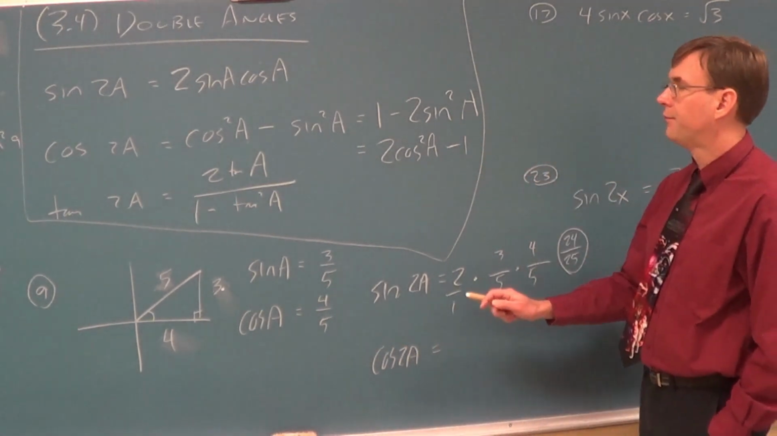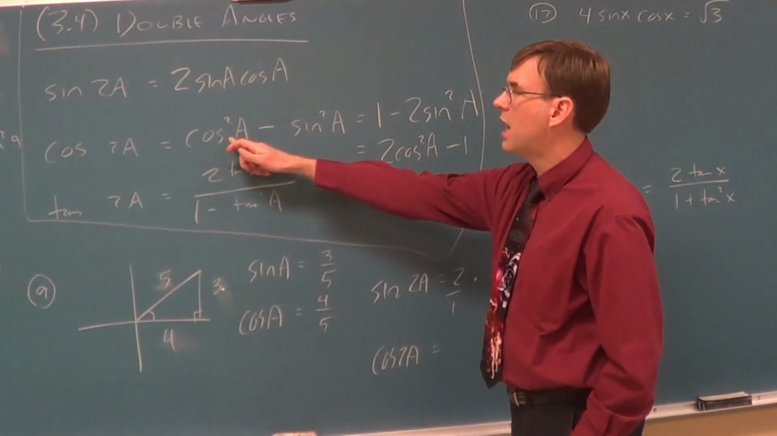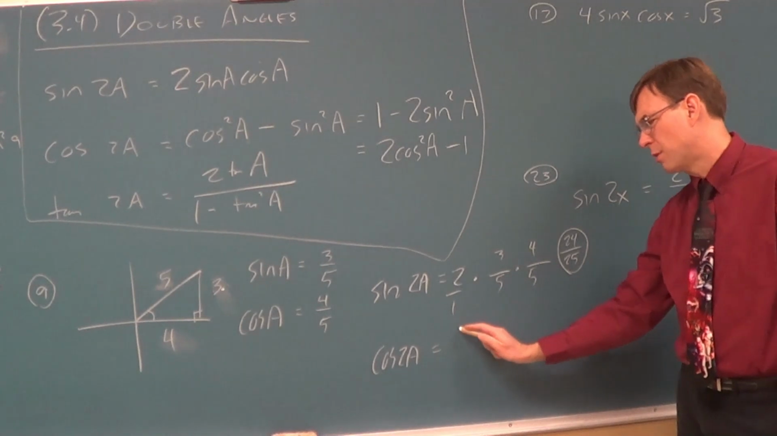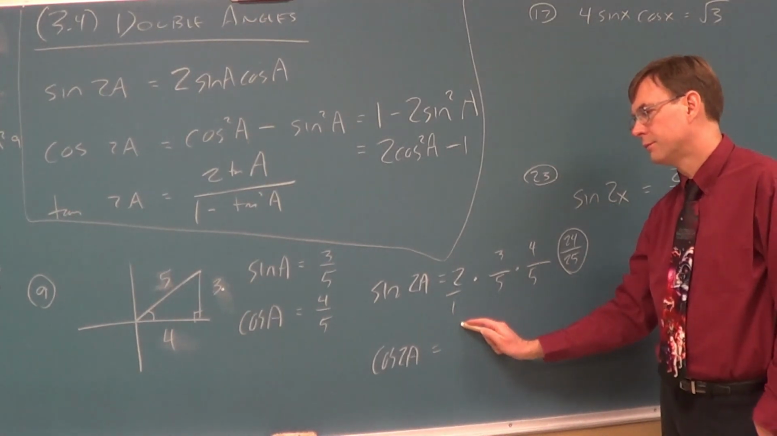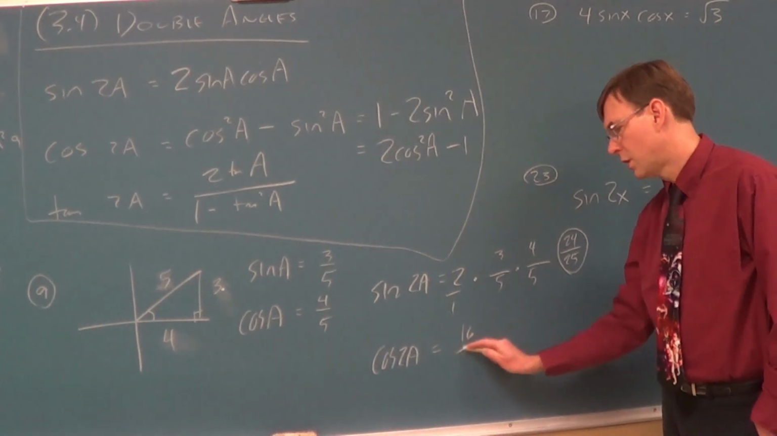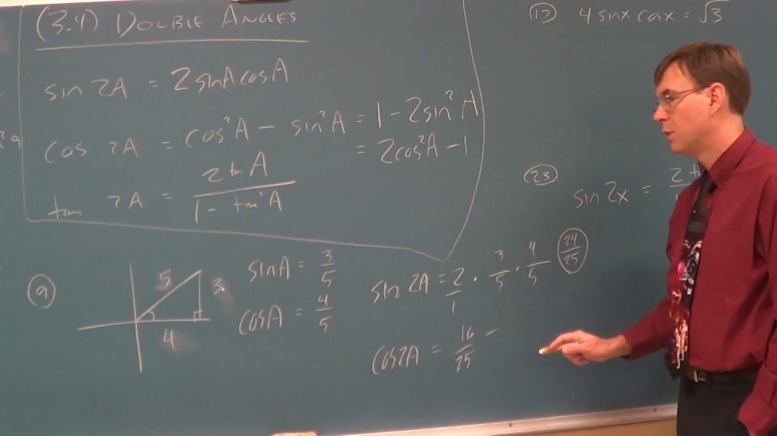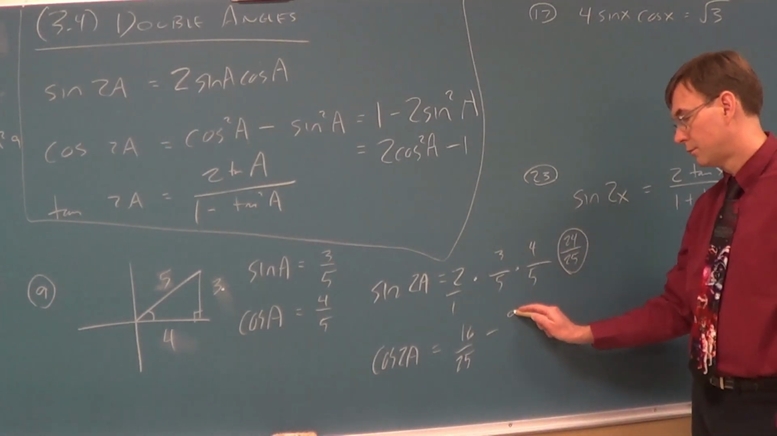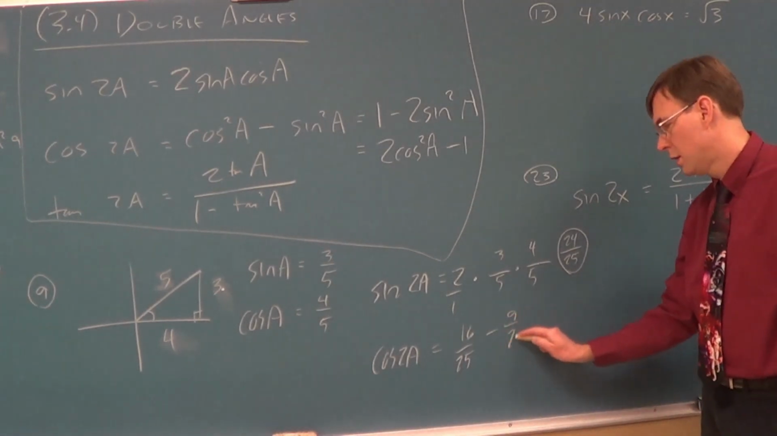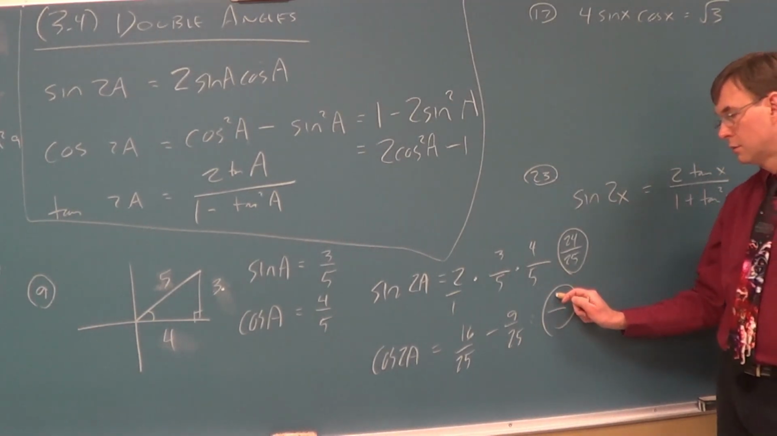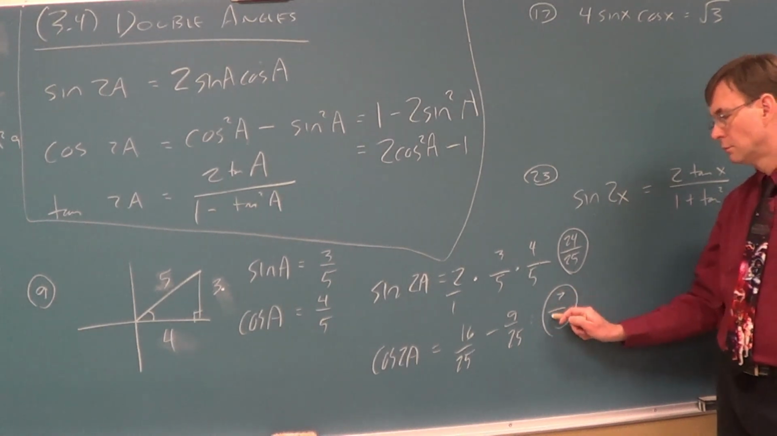Cosine 2A. I would just grab the cosine fraction but square it. If you grab the cosine fraction but square it, 16 over 25, agree, minus, grab the sine fraction but square it, 9 over 25, agree, math, agree.